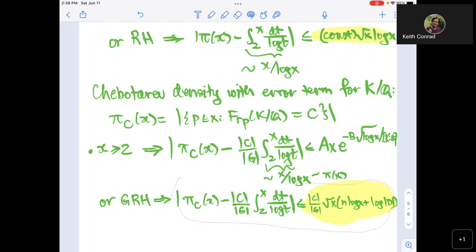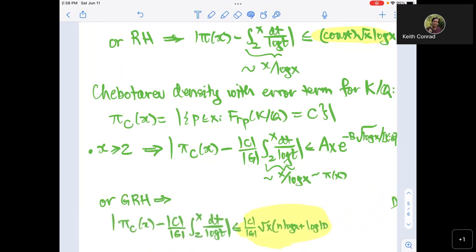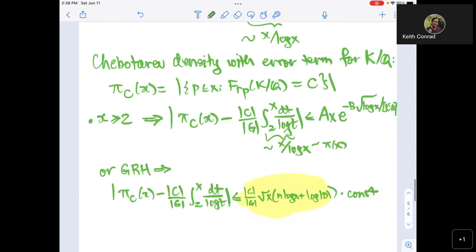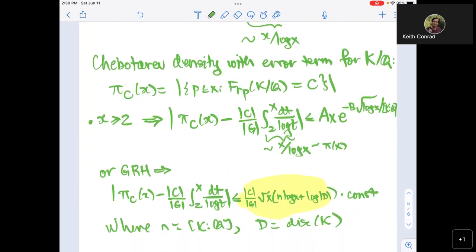I left out the constant. It all moved except for that little piece, the n there. So that's log of absolute d, times some universal constant. So that's similar to what we have above because n is the degree of the field and d is the discriminant. And so when K equals Q, n is 1 and d is 1. So it specializes exactly to root x times log x plus 0. So it does reduce to the previous thing.